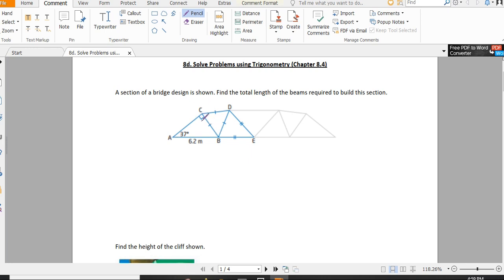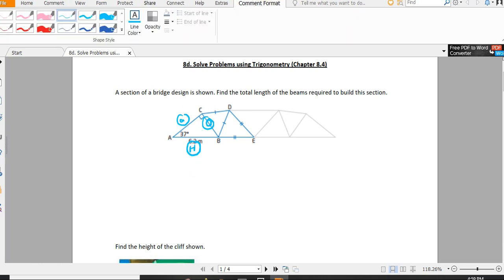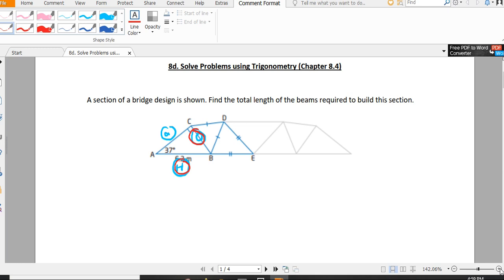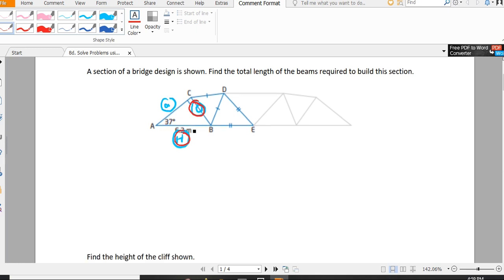Using that as a right angle triangle, here's the 90 degrees, then this must be the hypotenuse. If this is the angle we're working with, then this must be the opposite, and this must be the adjacent. Now our job is to find the opposite side. So we need this one, and we need this one. And I believe that's a 6.2. Yep, that's a 6.2. So let's go ahead and solve that.